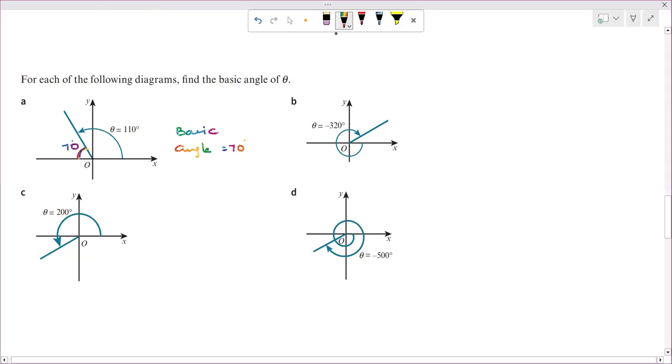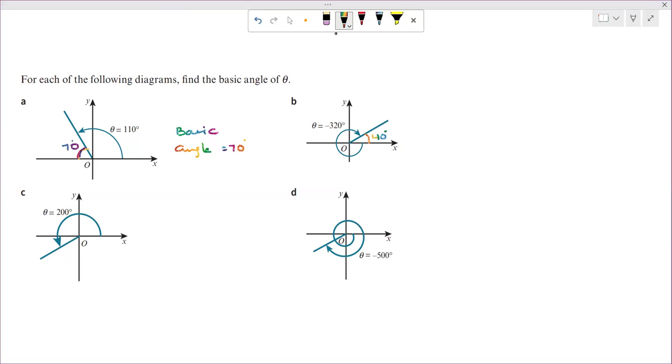Okay, now here it is minus 320. This total is 360 degrees. So 360 minus 320 will be 40 degrees. So this will be 40 degrees. Okay? 360 minus 320 is 40 degrees, so the basic angle will be 40 degrees here.